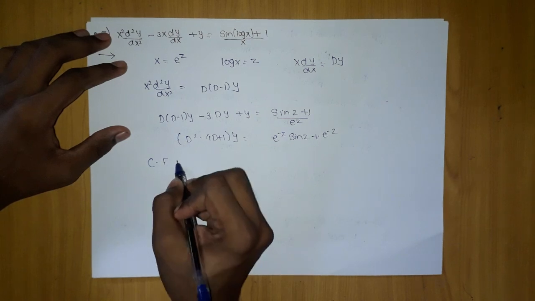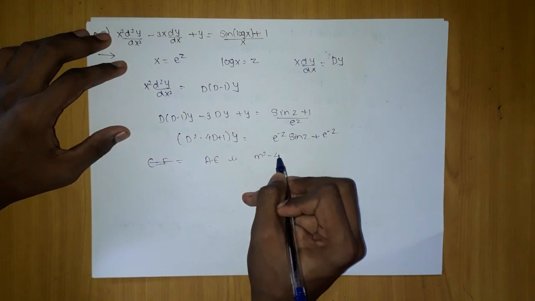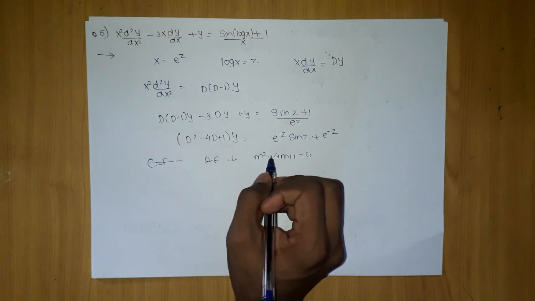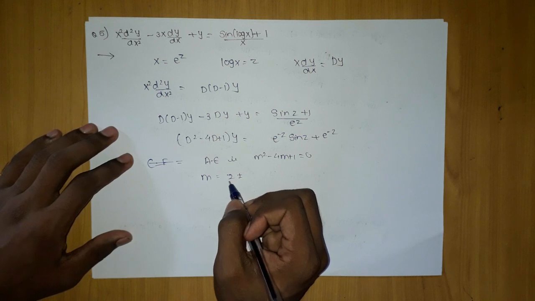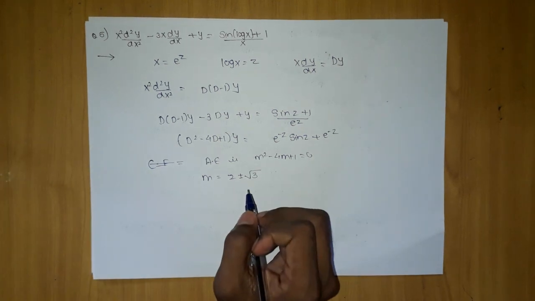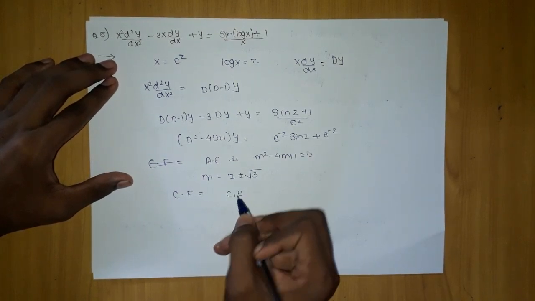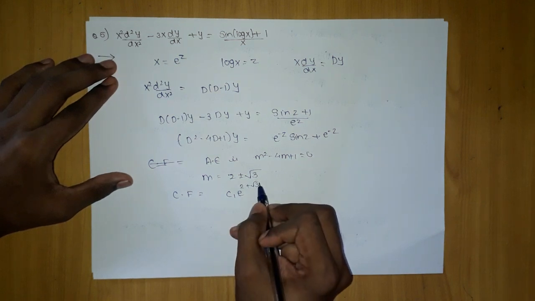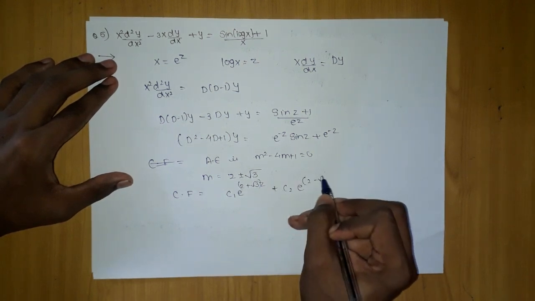Complementary function is very easy. But before that, let's get the auxiliary equation. The auxiliary equation is nothing but m square minus 4m plus 1 equals 0, where we can make out that our m will be imaginary. So m value will come out to be 2. No, not imaginary, it's irrational. So it is 2 plus minus root 3. So our complementary function will come out to be c1 e to the power 2 plus root 3 z firstly, and the second c2 e to the power 2 minus root 3 z.